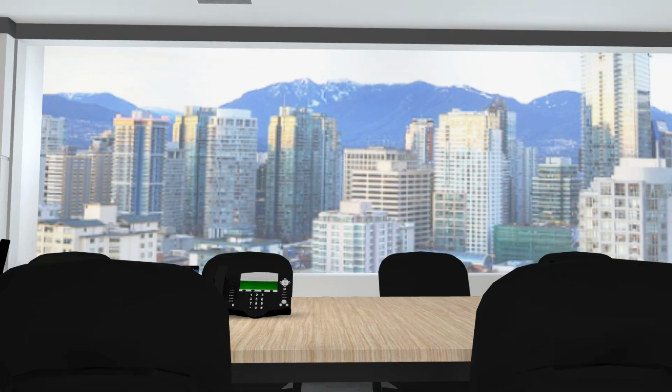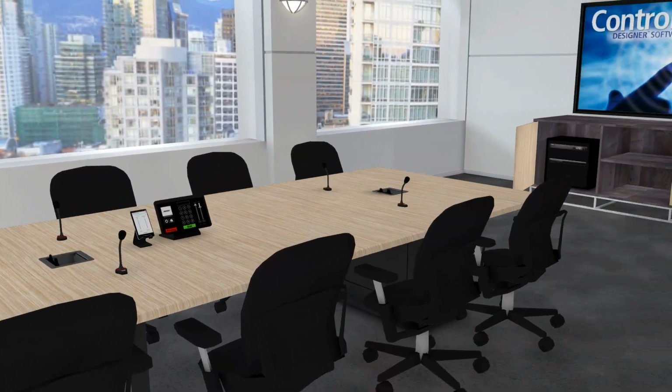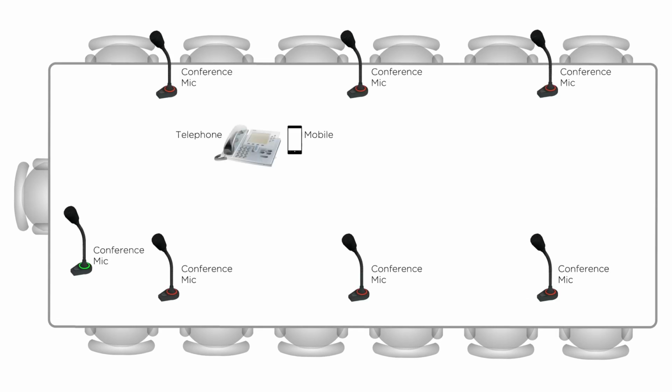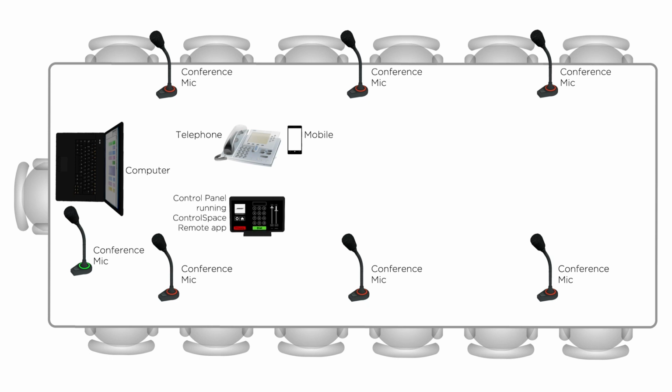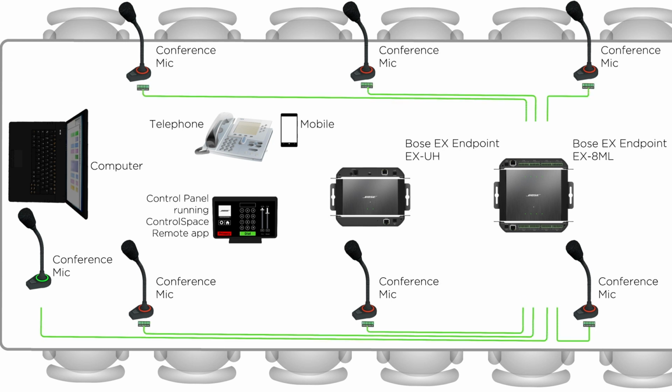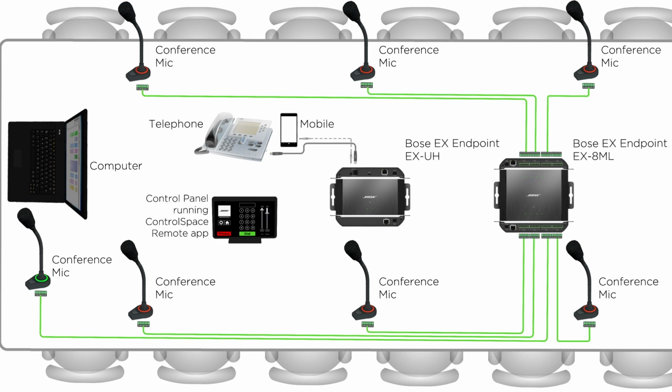To explain how ControlSpaceEX endpoints simplify the installation process, let's view it from this top view system diagram. Our table devices are a desktop VoIP phone and smartphone, 7 conference mics, a bring your own laptop, and a system room controller. This system requires an EX8ML and EX-UH endpoint mounted under the table. The 7 conference microphones will wire into the EX8ML. The telephone and/or mobile device will connect to the EX-UH endpoint.